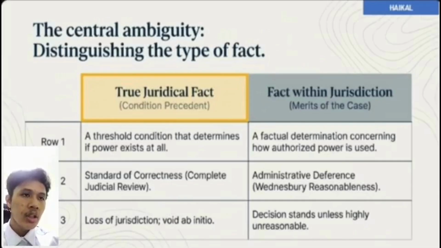In contrast, a fact within jurisdiction concerns the merits or manner in which an already authorized authority's power is exercised. In such a case, the court generally gives greater deference to the administrative authority and may only interfere where the decision is unreasonable. Therefore, the main challenge in applying the jurisdictional fact doctrine is correctly identifying whether the fact is a true jurisdictional fact or merely a fact within jurisdiction.